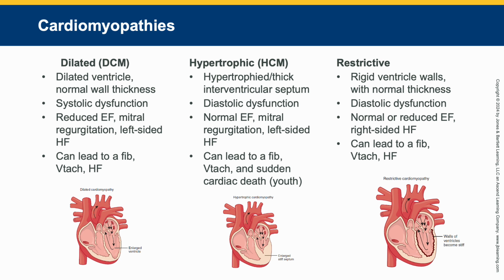Finally, we have restrictive cardiomyopathy, which leads to rigid ventricular walls, but with normal thickness. They're just not as compliant anymore. They don't move as well. And this leads to diastolic dysfunction and then right-sided heart failure. So you're going to see the signs like peripheral edema, GI disturbances, and enlarged organs. Again, this leads to AFib, VTach, and heart failure.